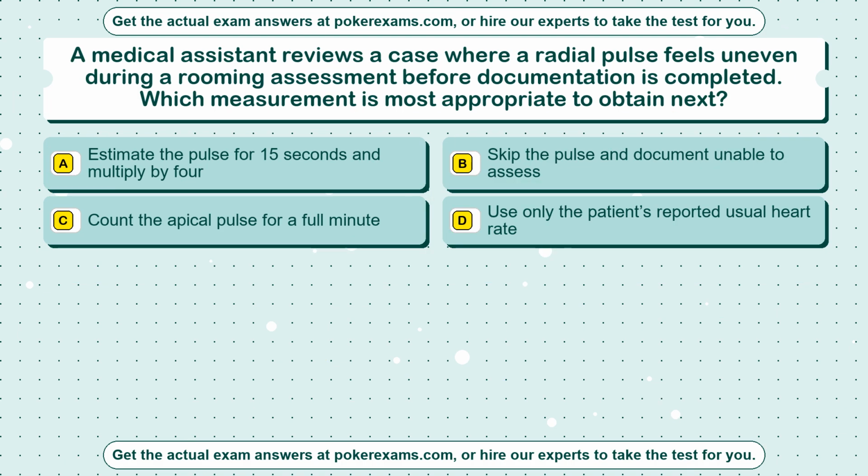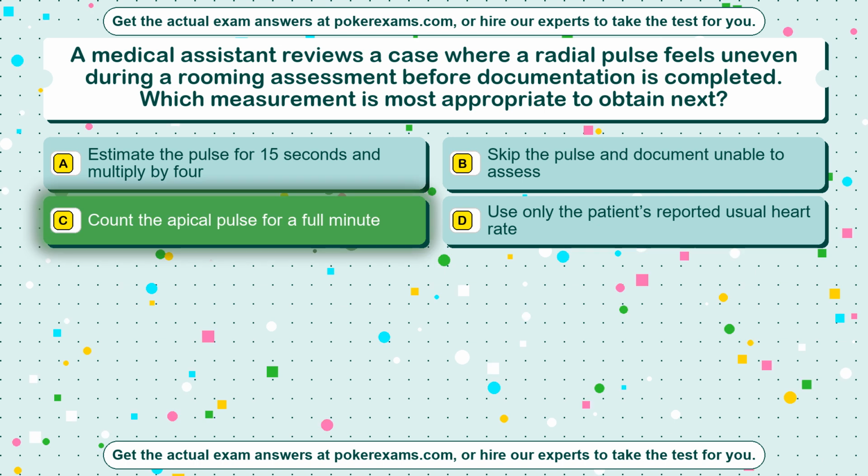Question 99. A medical assistant reviews a case where a radial pulse feels uneven during a rooming assessment before documentation is completed. Which measurement is most appropriate to obtain next? Option A. Estimate the pulse for 15 seconds and multiply by 4. Option B. Skip the pulse and document unable to assess. Option C. Count the apical pulse for a full minute. Option D. Use only the patient's reported usual heart rate. The correct answer is option C.